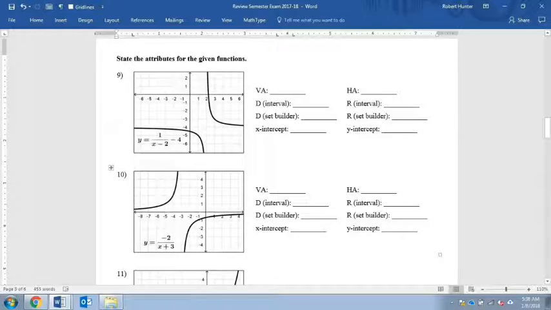State the attributes of the given functions. Okay, these are rational equations. These are the ones where x is in the denominator. Your vertical asymptote, well, that's the one that goes up and down. That's at x equals 2. And your horizontal asymptote, that's at y equals -4.